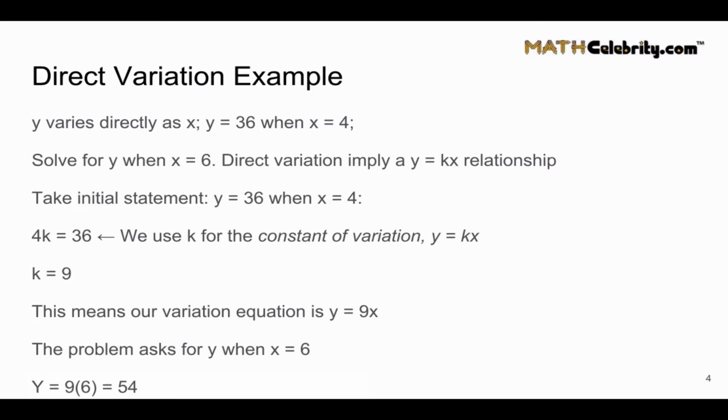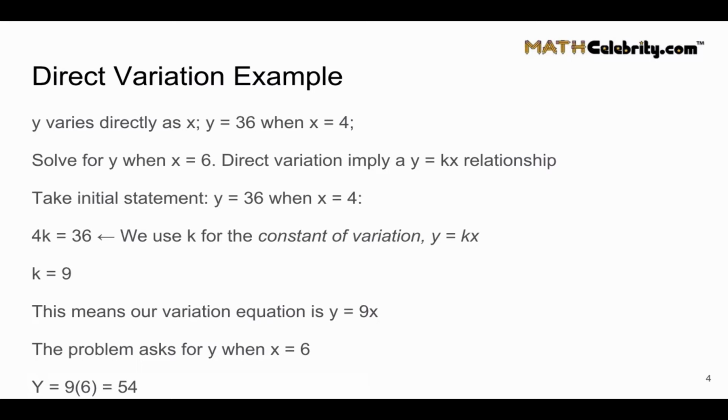We'll start with the initial statement: when x equals 4, y equals 36. Step 1, we set up our constant of variation equation. Remember, it's y equals kx. In this case, y is 36 when x is 4, so we've got 4k equals 36. If we solve this using division or our Math Celebrity calculators, we get k equal to 9. k equal to 9 is our constant of variation.